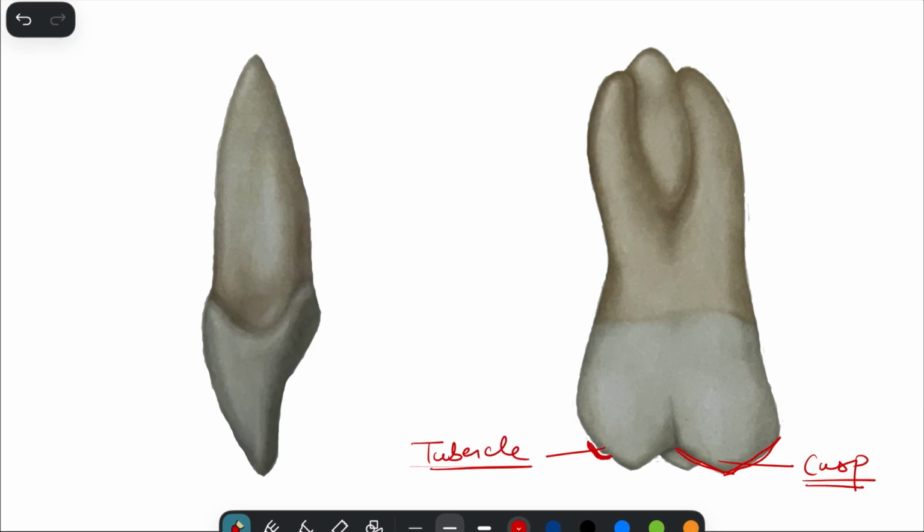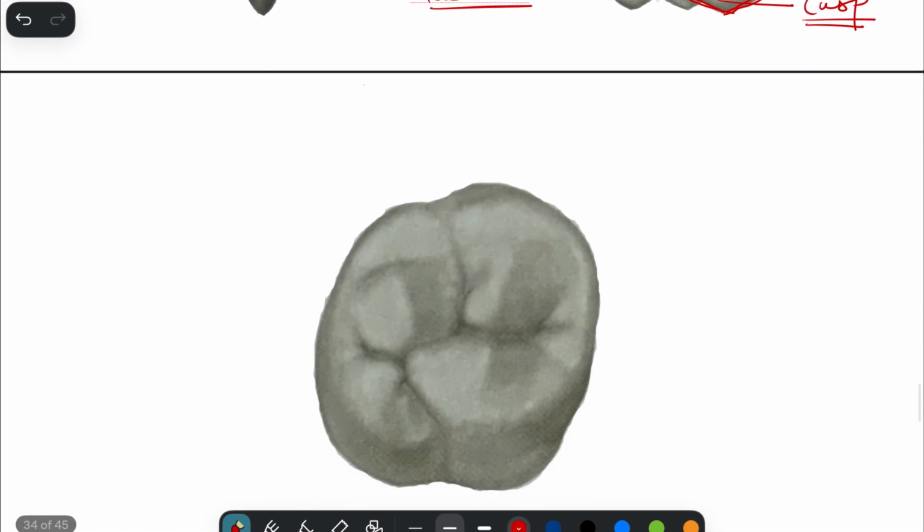Now the third one is cingulum. A cingulum is a convex rounded elevation present on the cervical third of the lingual surface of the anterior teeth. So the prominent portion that you are able to see here on the lingual portion of the maxillary central incisor is your cingulum. It is most prominently seen in the maxillary canines, and it represents the lingual developmental lobe. Now we can move on to the ridges.